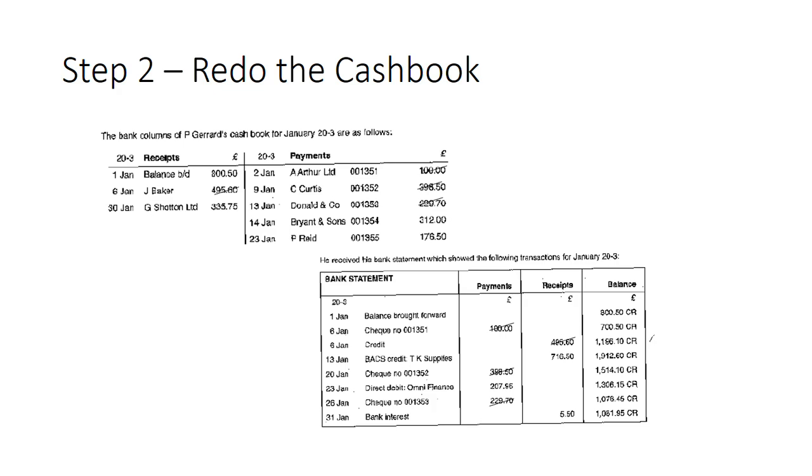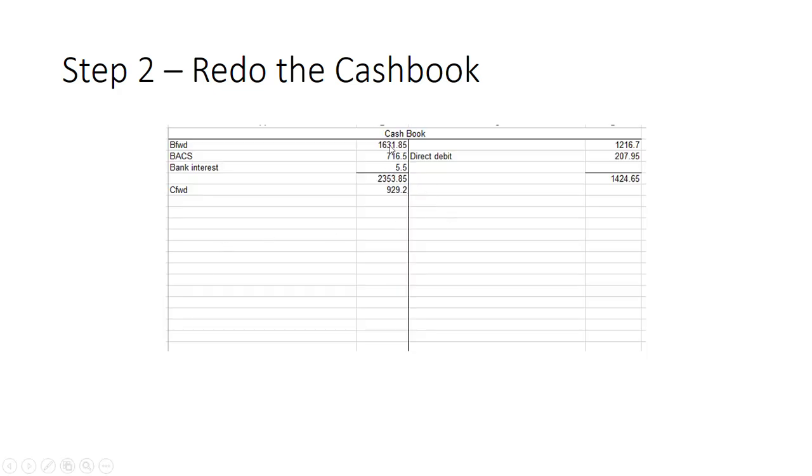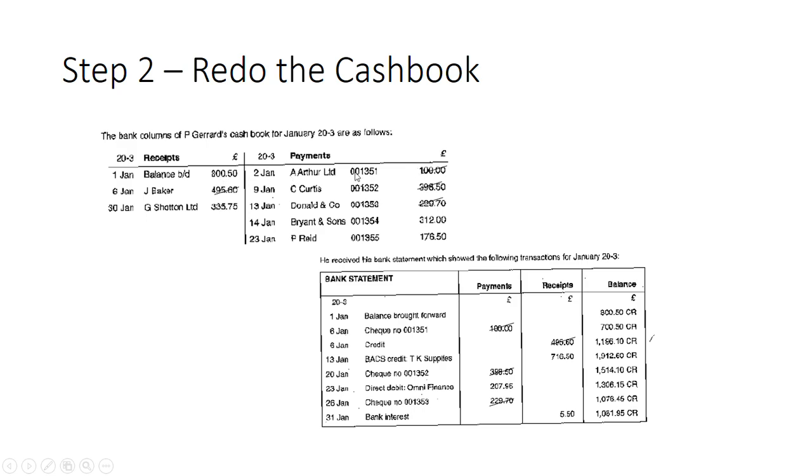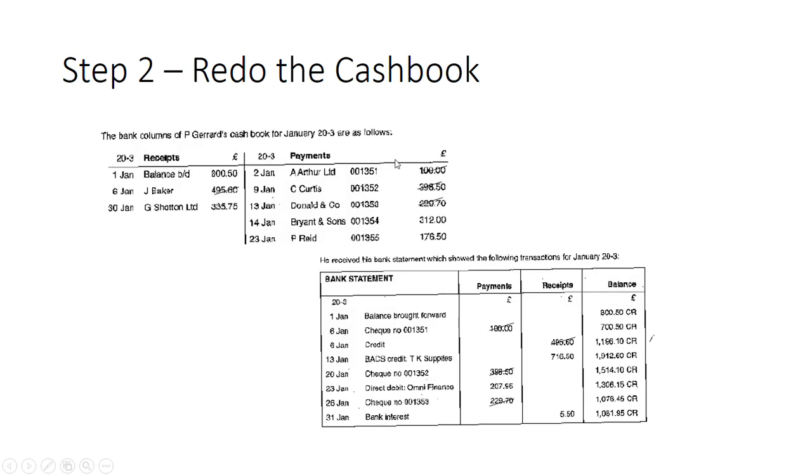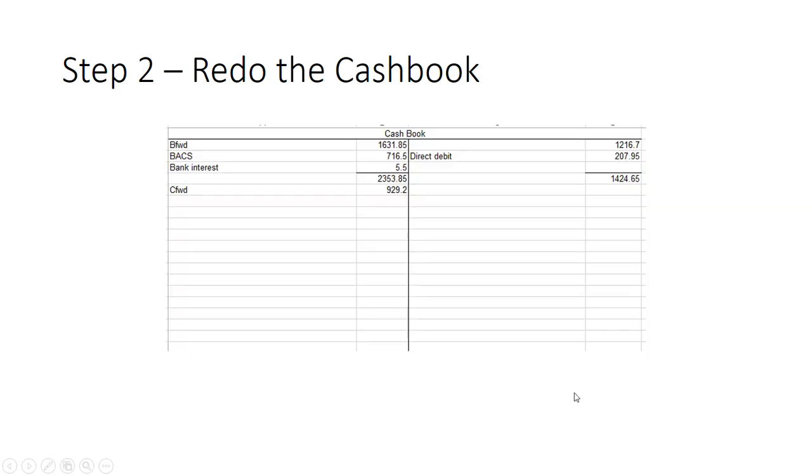And welcome back. So redoing the cashbook, all of these items and all of these items add up to these two figures here. We have this as a BACS receipt here, and this £5.50 of interest there. And then we've got this direct debit over here, this 207 payment here. If you add that up, that is what our new carried forward figure is. That is our carried forward figure in the cashbook, and that's what we want to get to. So we've got a debit balance of £929 and 20 pence.